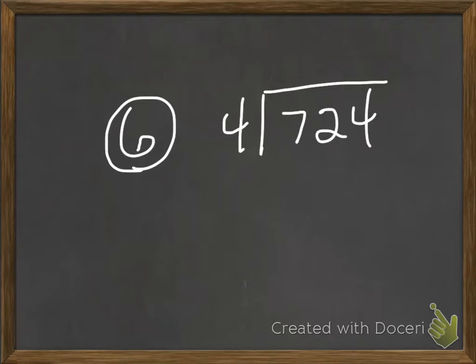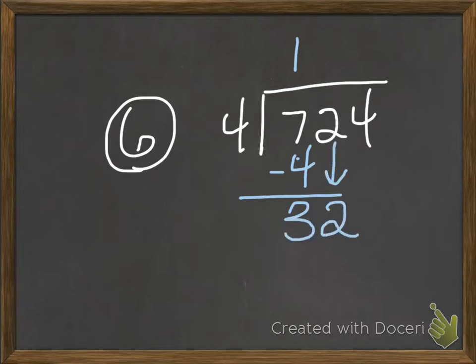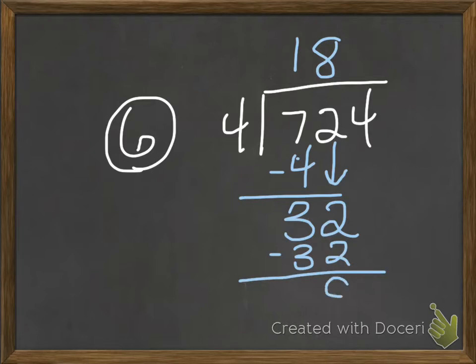724 divided by 4. 7 divided by 4 is 1 time. 1 times 4 is 4. 7 minus 4 is 3. Bring down the next digit. It's a 2. So 32 divided by 4 is 8. 8 times 4 is 32. So I subtract that and I get 0. Bring down the next digit all the way down to the bottom. And then 4 divided by 4 is 1. There is no remainder. Double check by multiplying.